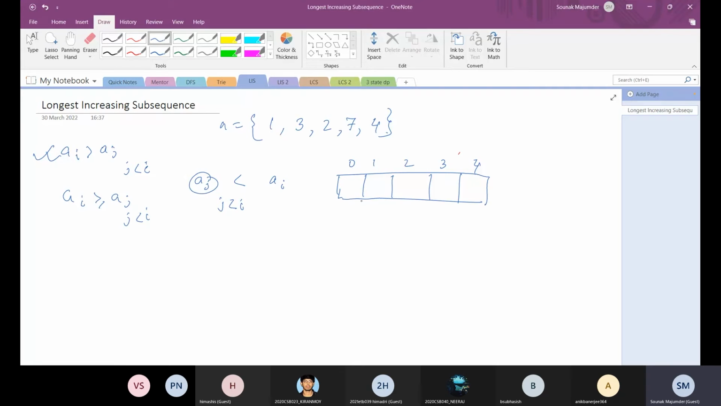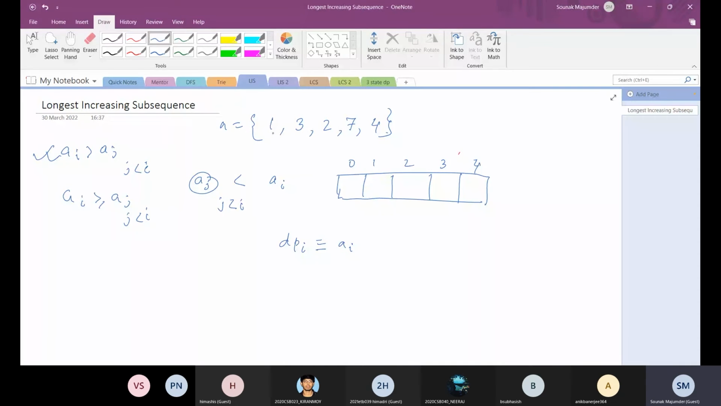So what are the DP states that we can have? Here we will be focusing on dp of I, which would be the longest increasing subsequence where the last element, I repeat, the last element, is a of I. So again, dp of I is the longest increasing subsequence of the subarray 0 to I, such that the last element is a of I. Let's try solving for this one.